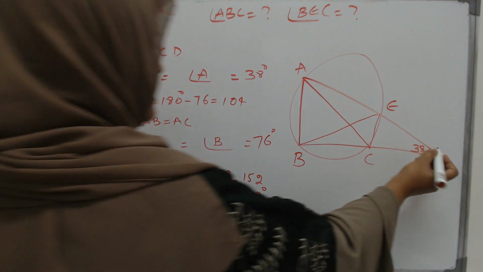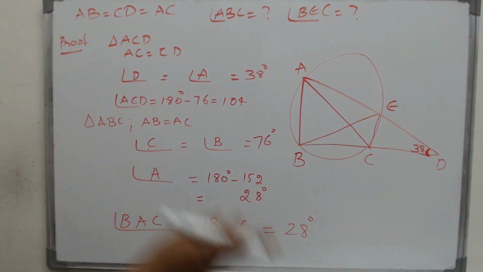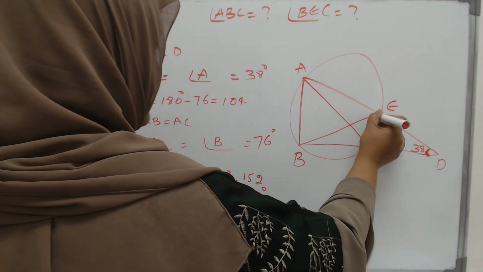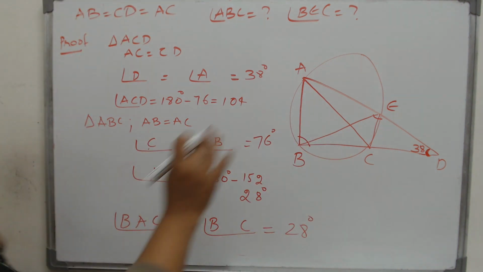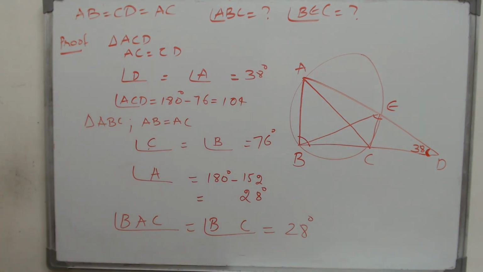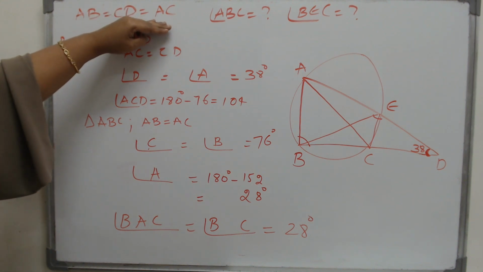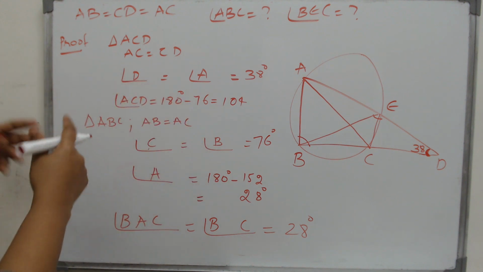Now look at this question. All you are given is just a little angle here. Given that, you have to find two other angles. What are they? One is BEC and the other one is ABC. Just with this information, how will you start? You are given equality of three sides. So take any two of them and connect them with a triangle.